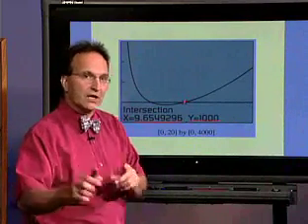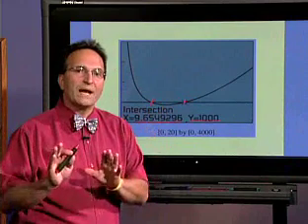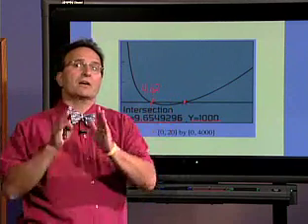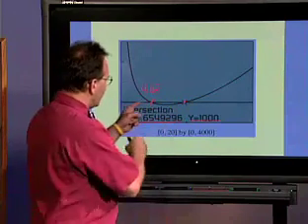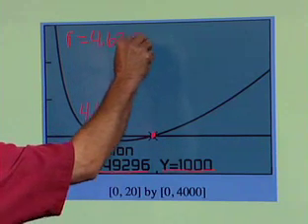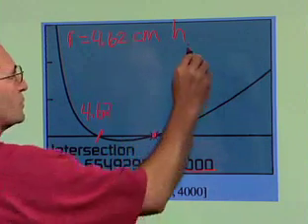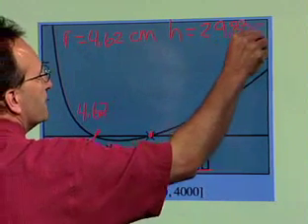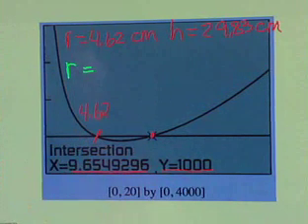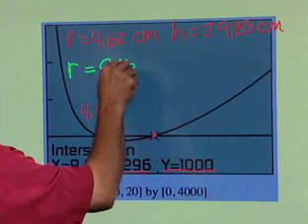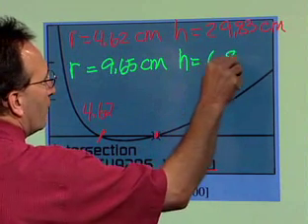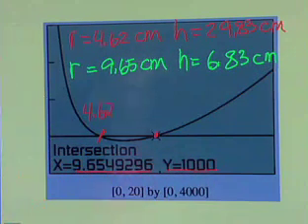A second point of intersection occurs right here, and that's when r is approximately 4.62. So there are two possible can sizes. One could be, and I'll pick this point here first, r is equal to 4.62 centimeters, and h is equal to 29.83 centimeters. My other solution would be that r equals 9.65 centimeters, and in that case, h would be equal to 6.83 centimeters.